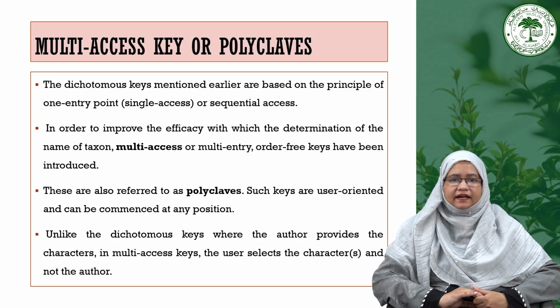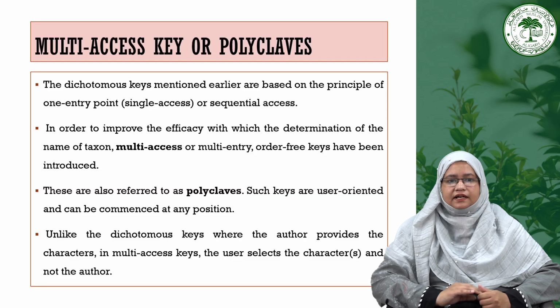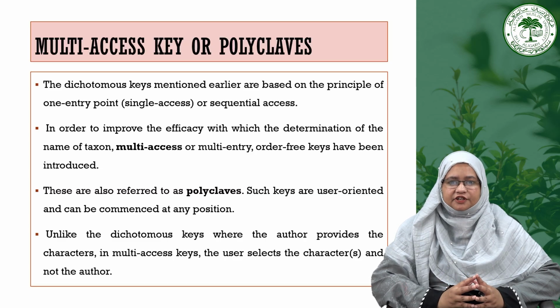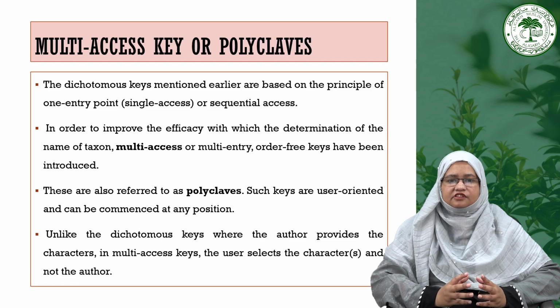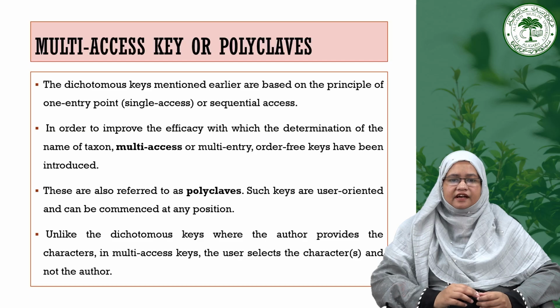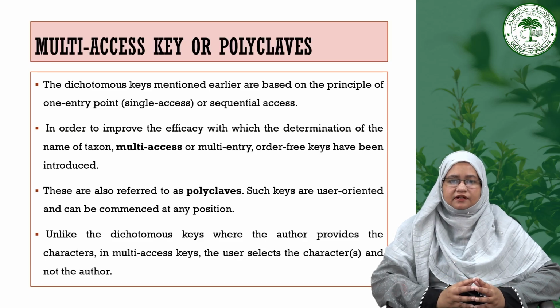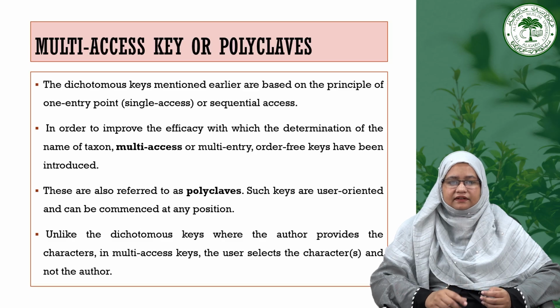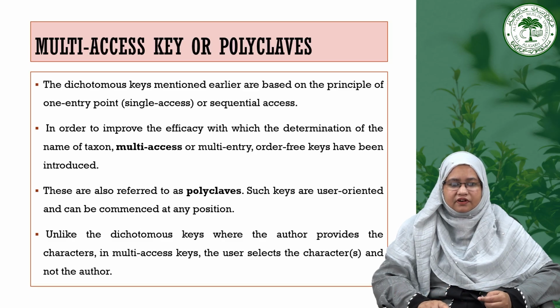The next one is the multi-access key or polyclave. The dichotomous keys mentioned earlier are based on the principle of one entry point, that is single access, sequential access. But in order to improve the efficacy with which the name of a taxon is determined, multi-access or multi-entry, order-free keys have been introduced. These are also referred to as polyclaves, and such keys are user oriented and can be commenced at any position. Unlike the dichotomous key where the author provides the characters, in a multi-access key the user selects the characters and not the author for the identification.